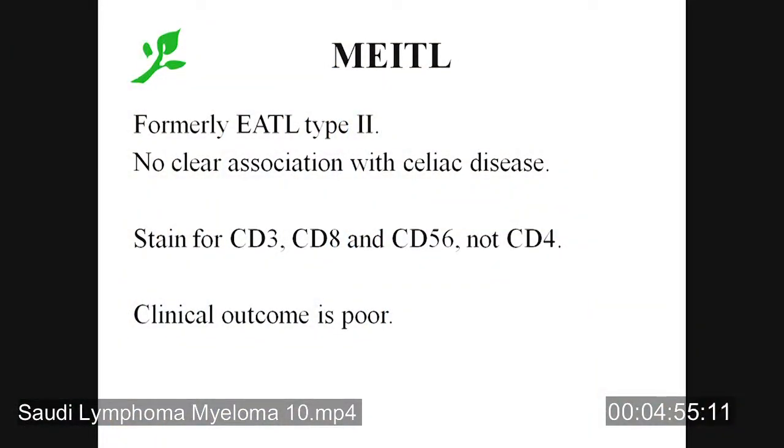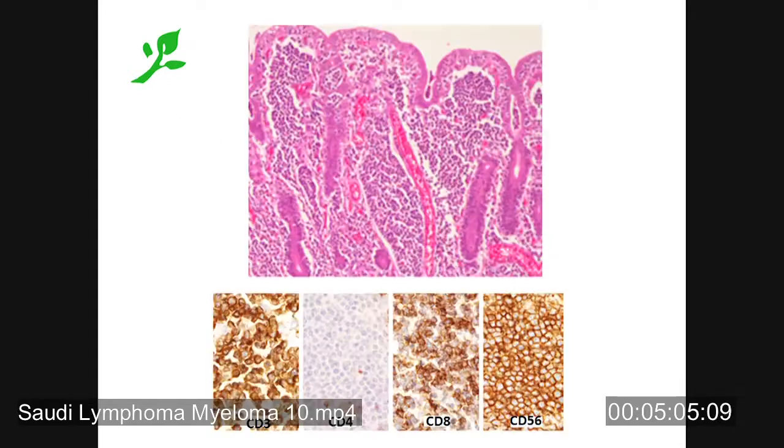MEITL, which was known as EATL type 2, has no association with celiac disease, and it's positive for CD8 and CD56. Both enteropathy lymphomas have a very bad prognosis and poor outcome. And this is another picture. It shows the same thing. The lymphocytes attack the mucosa of the intestine. On immunostaining, CD3 is positive, CD4 is negative, and CD8 and CD56 are positive.